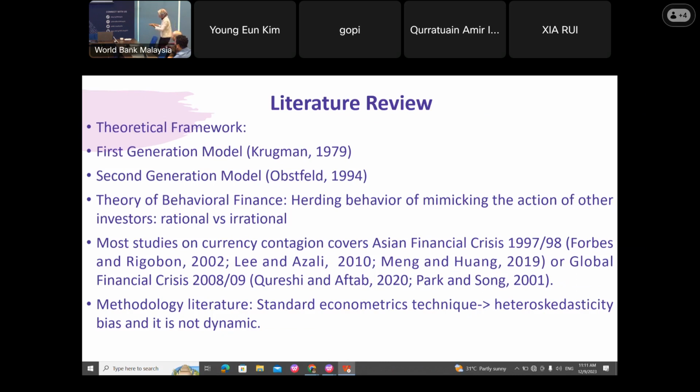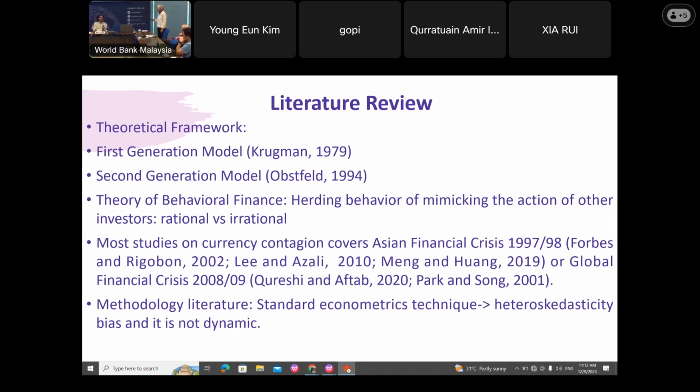So these second-generation models are all based on the assumption of some kind of behavioral deviation from rationality or foresight. That is supported by the theory of behavioral finance. The theory of behavioral finance lends support to the herding behavior of mimicking the actions of other investors, regardless of whether these investors are acting in a rational or irrational way. It is just herding behavior. Okay. And that's what you refer to as pure contagion then. That has nothing to do with the fundamentals, it's purely to do with misplaced beliefs.